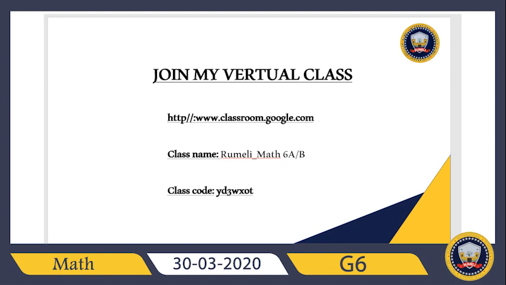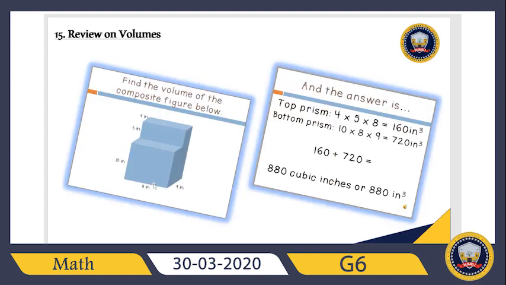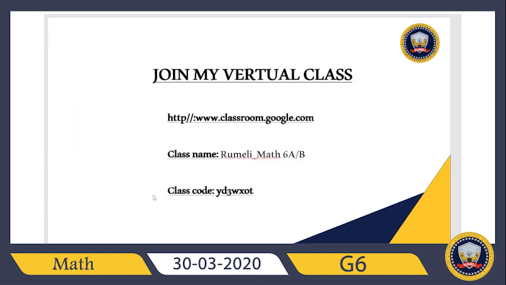Also, you can solve these questions in a different way. You can cut this shape, for example, into another two shapes. So if you cut it here, you will have a prism from behind and a prism from the front. That's another way to solve it, and actually, it will give you the same answer. So if you do this, just go to my classroom and post your answer there.